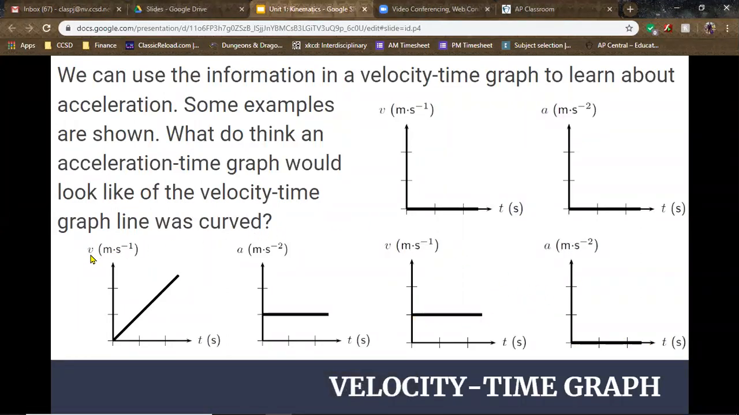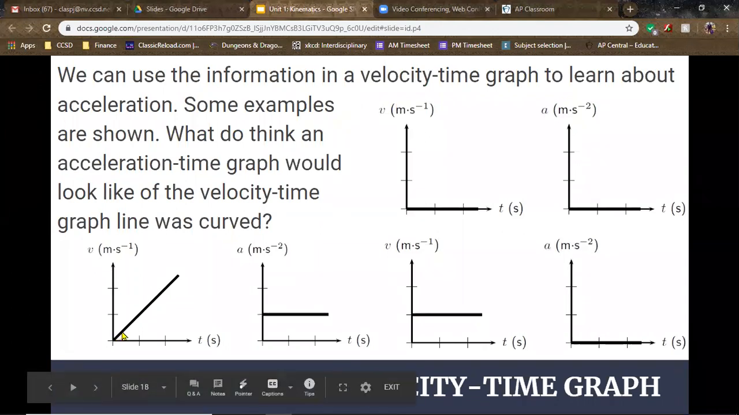Now let's look at a velocity time graph where the velocity is changing. We have a constant change, so the slope stays the same throughout this. Constant slope, and in this case, it is a positive slope. So if I'm looking at an acceleration time graph, I want a constant acceleration that is positive. Well, this acceleration is constant, it doesn't change, and in this case, it's positive. So this matches quite nicely, all right?